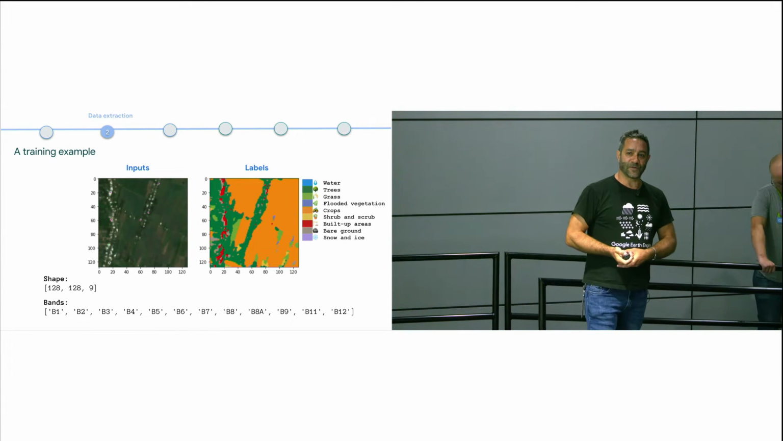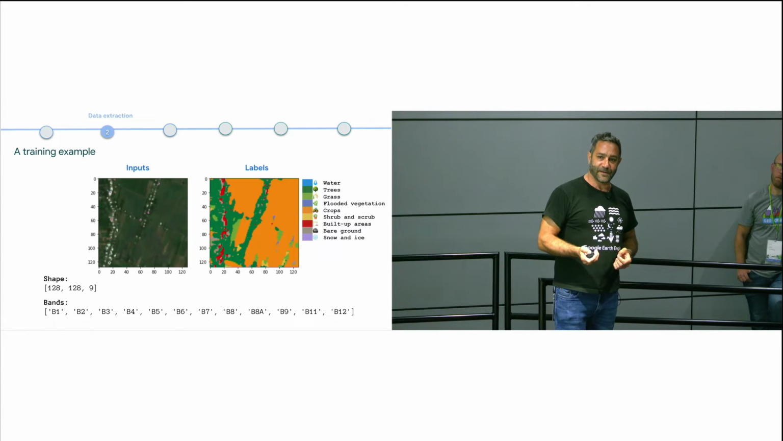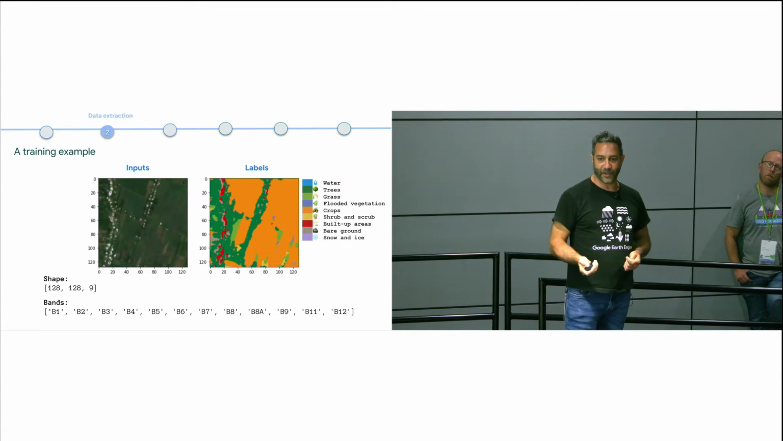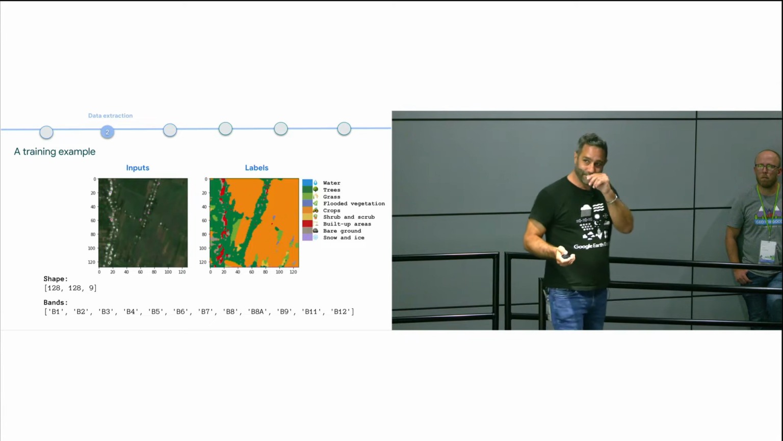Okay, this is what it looks like. This is our patch of Sentinel-2 data. And it has a shape of 128 by 128 by 9 bands. These are the bands that we're going to use for prediction. There's nothing scientific about this. I'm just using these bands for demo.